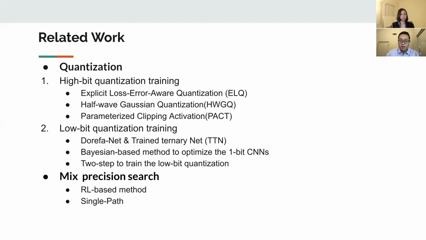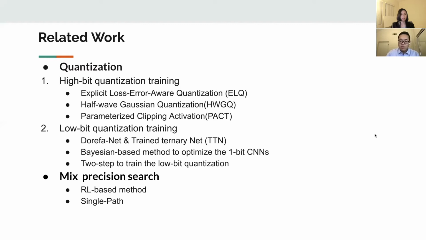For lower bit quantization training, the first one on the slide focuses on extremely low bit quantization. Bayesian-based methods optimize 1-bit CNNs, and the two-step method is also used to train low bit quantization. As we just mentioned, mixed precision quantization can efficiently recover the performance while consuming fewer bit operations. Mixed precision search is to search the mixed precision model with high accuracy by using fewer bit operations.